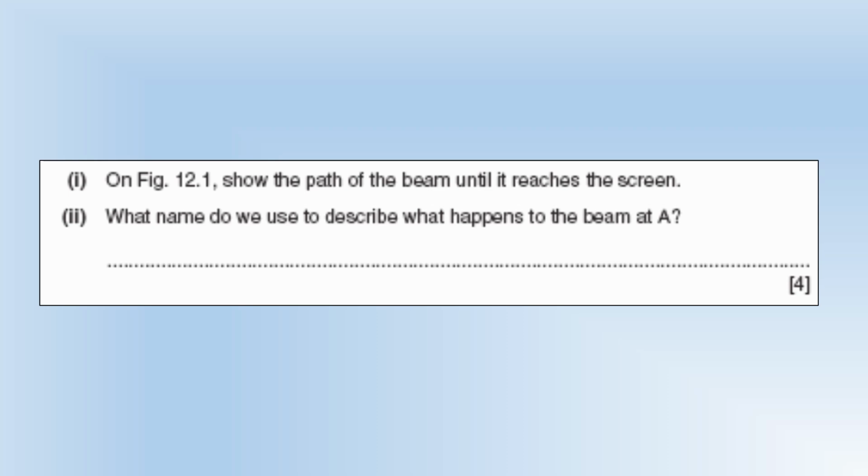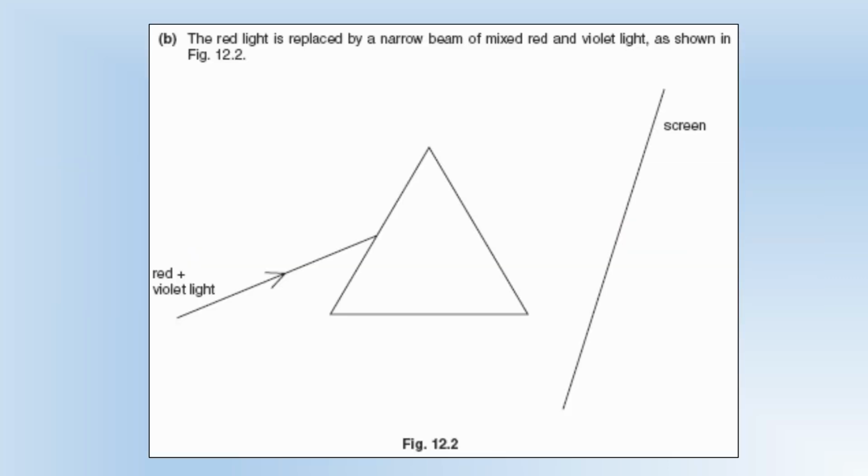What name do we use to describe what happens to the beam at A? We call it refraction, the changing of direction due to a change in speed. So the red light is replaced by a beam of mixed red and violet as shown. So what we're going to get is something like this that we saw earlier. Red is not going to be refracted as much as violet, or violet is going to be closer to the normal than red.